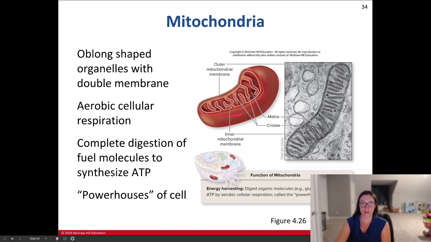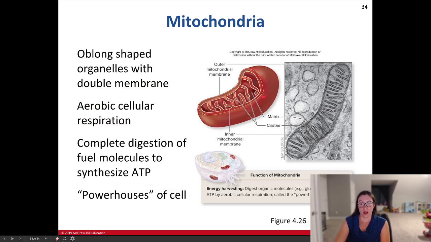It has an outer mitochondrial membrane and an inner mitochondrial membrane, so it looks a little bit different than most of the other organelles. And it's really important because it's the powerhouse of the cell. It is going to produce ATP that's needed for the cell.